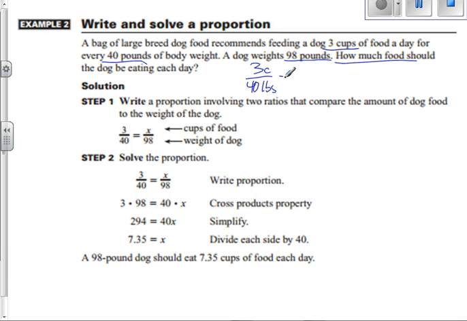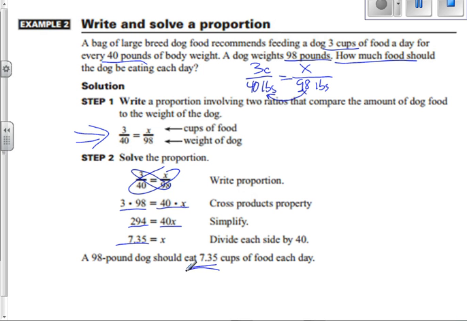They want to know how much food. So that means my x is going to be for the food. That's the cups of dog food, and I know the weight is 98 pounds. Remember, I told you when you set up your proportion, you need to make sure that you match up your units. Okay, so there's my proportion. Then I use the cross product. So you have 3 times 98, 40 times x. 294 is equal to 40x. Divide both sides by 40, and you get 7.35 cups. And that would feed a dog that weighs 98 pounds, which is a very big dog.